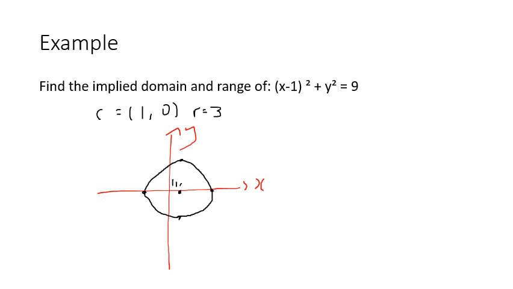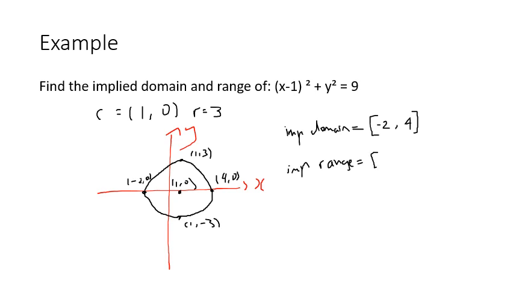Now we can label each of our points. We've got our center at (1, 0). If we go up, we get (1, 3), and if we go down, we get (1, -3). If we go to the right, we get (4, 0), and if we go to the left, we get (-2, 0). So looking for our implied domain, we can write implied domain, and that's equal to our lowest value for x and our highest value for x. Our lowest value for x is -2, and our highest value for x is 4. So our implied domain in square brackets is [-2, 4]. For our implied range, our lowest value of y is negative 3, and our highest value of y is 3. So for our implied range in square brackets, it would be [-3, 3].